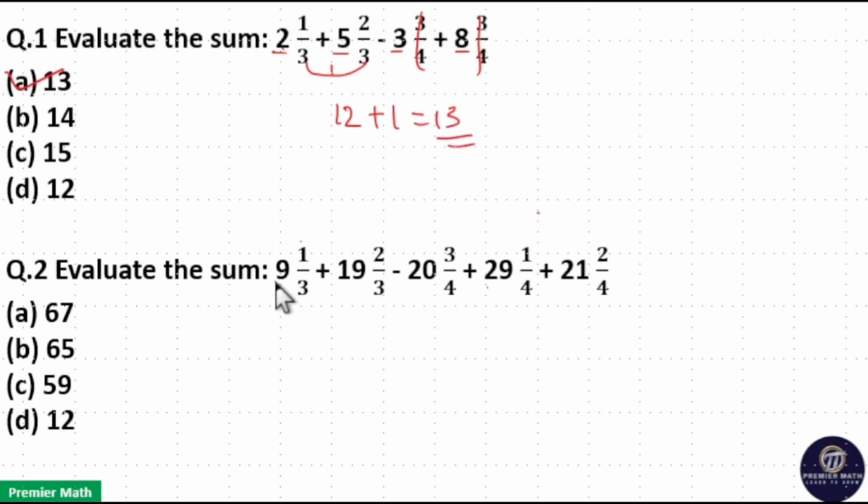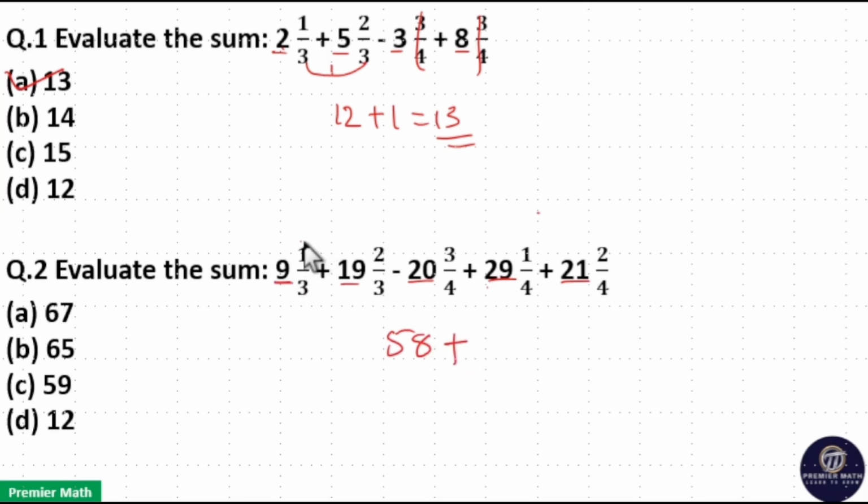Same way here, add the integers. 29 plus 21 is equal to 50, and here minus 20 plus 19 is minus 1. Minus 1 plus 9 is equal to 8. So 50 plus 8, 58 is the integer sum.